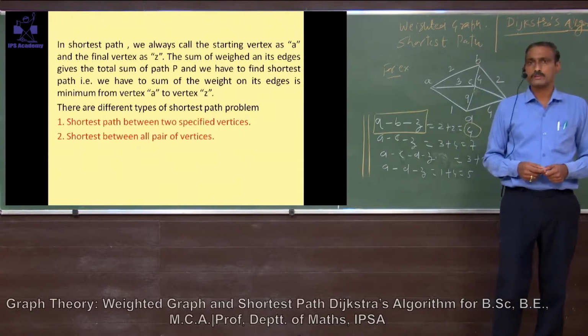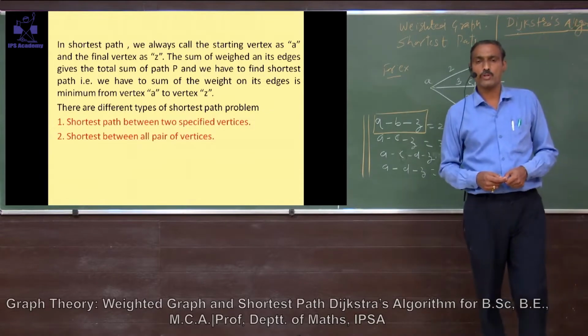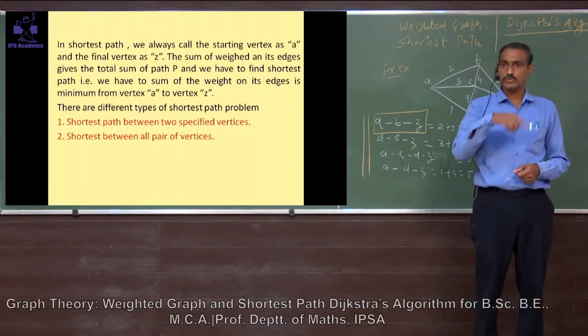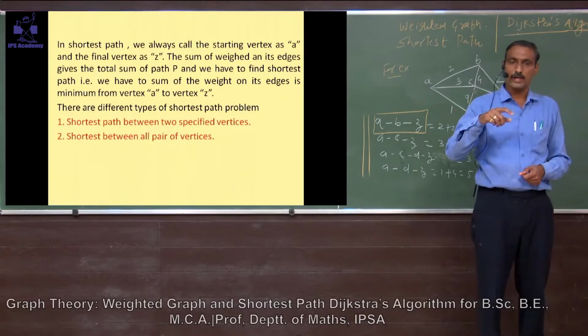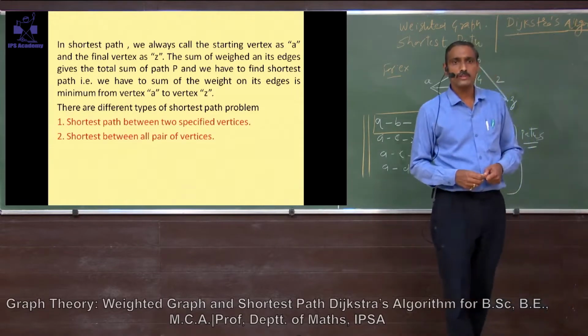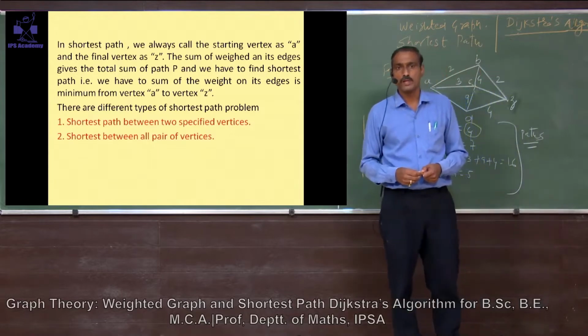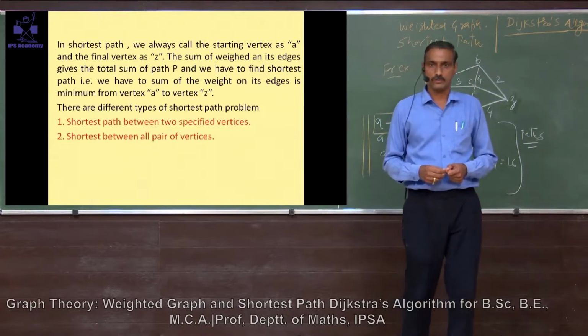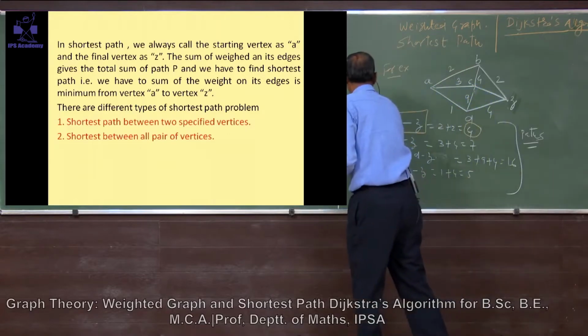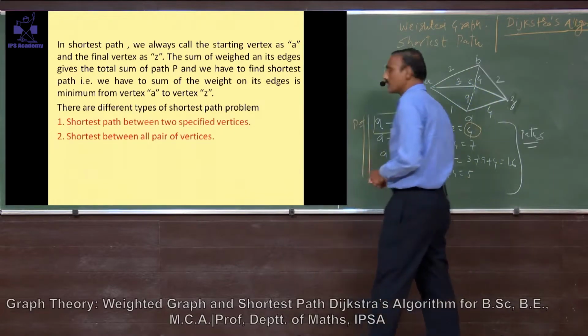In shortest path, we always call the starting vertex A and the final vertex Z. That means we have to start the path from A and end at Z. The sum of the weights on its edges gives the total weight of path P, and we have to find the shortest path. Here we denote this path as P.